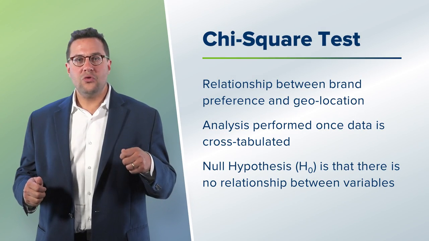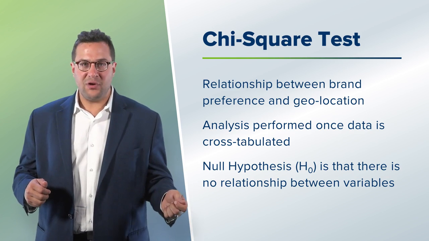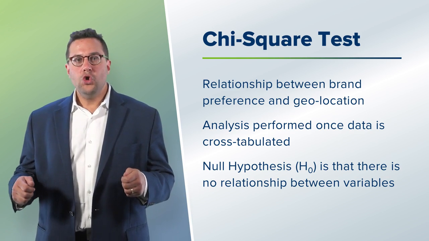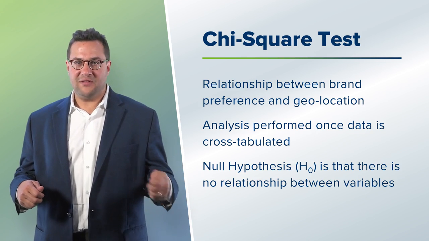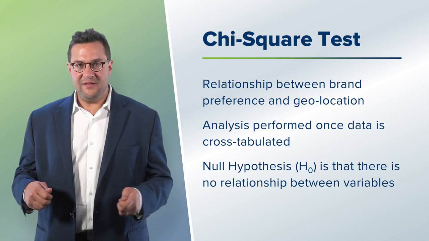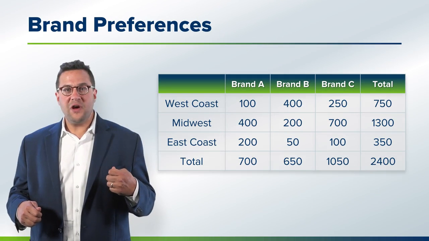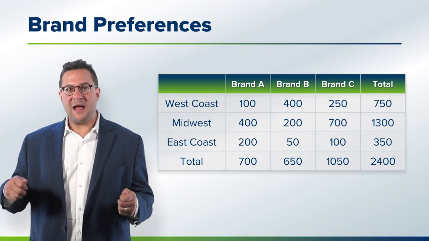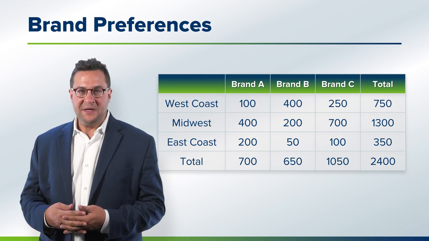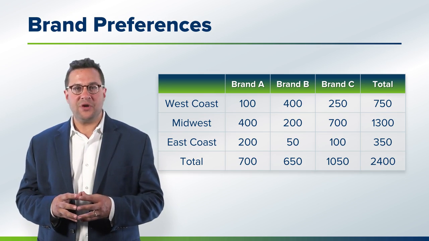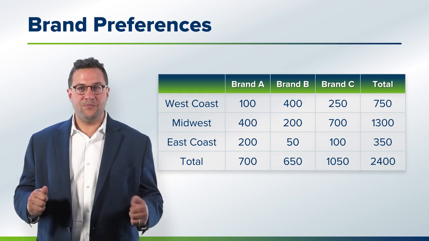The example we're going to look at here is going to determine if there is a relationship between brand preferences and where someone lives. Usually, this type of data is cross-tabulated, and we use this table to compute the chi-square test. The null hypothesis in this case is that there is no relationship between the variables. Suppose that you want to see whether where someone lives has an impact on which brand they prefer or not. Here, I'm going to consider a country like the US where you have three main regions, West Coast, Midwest, and East Coast. And you have three brands, brand A, brand B, and brand C.